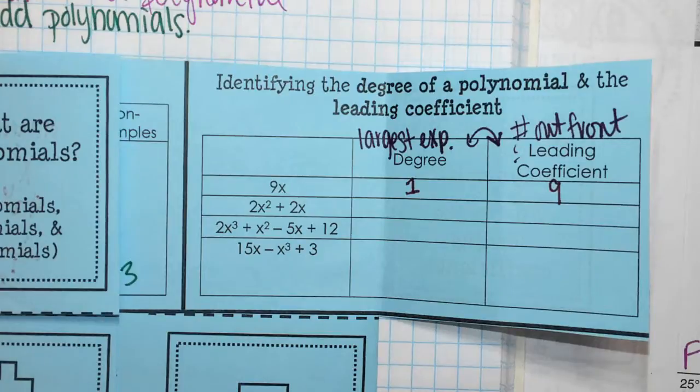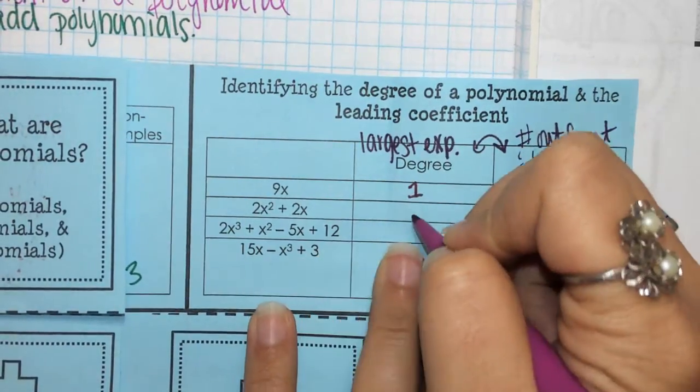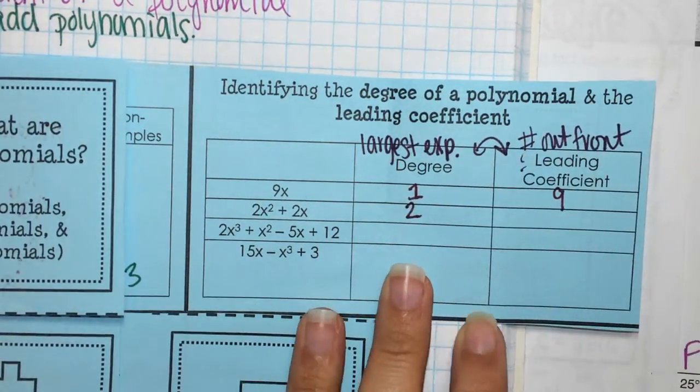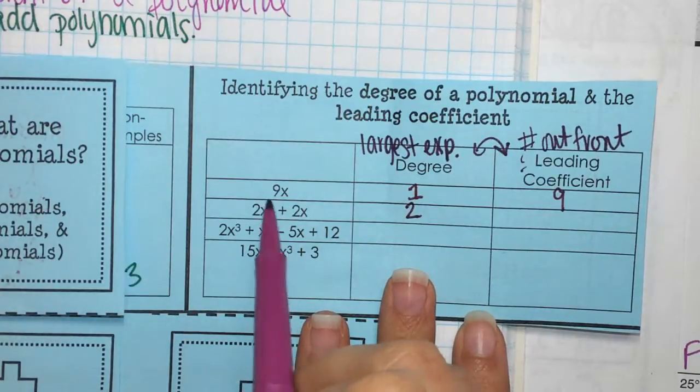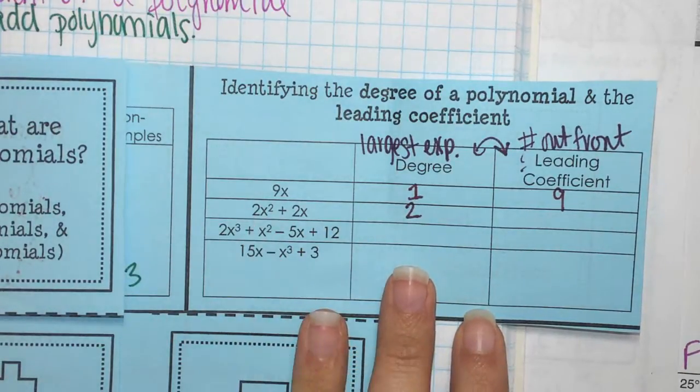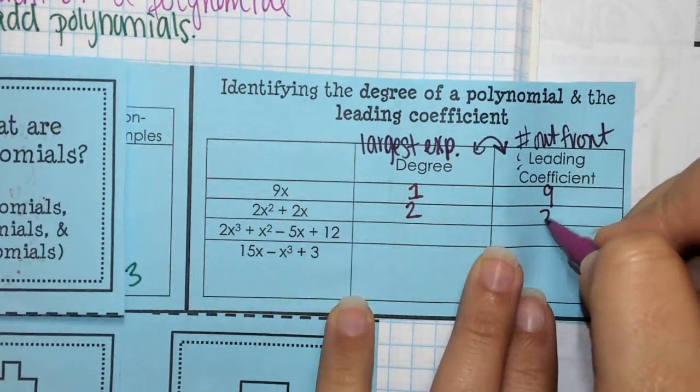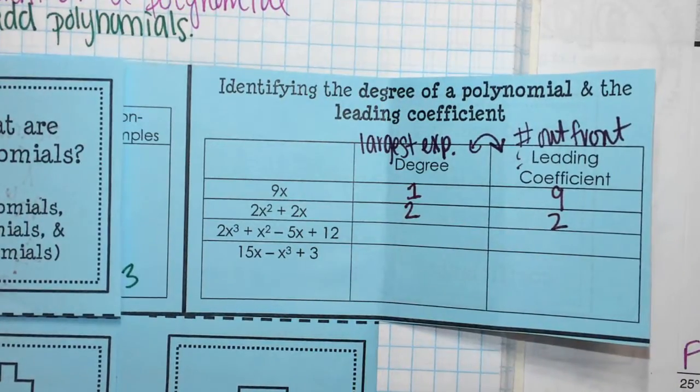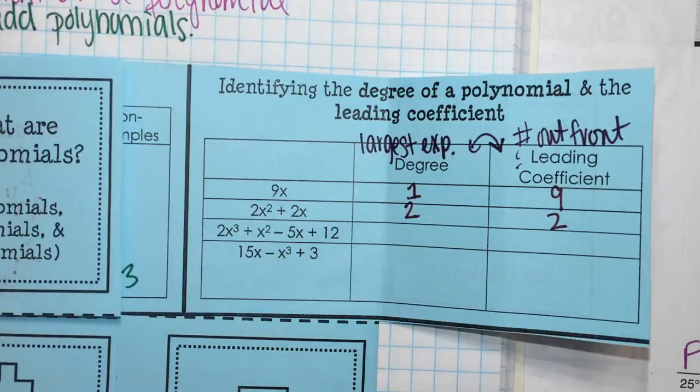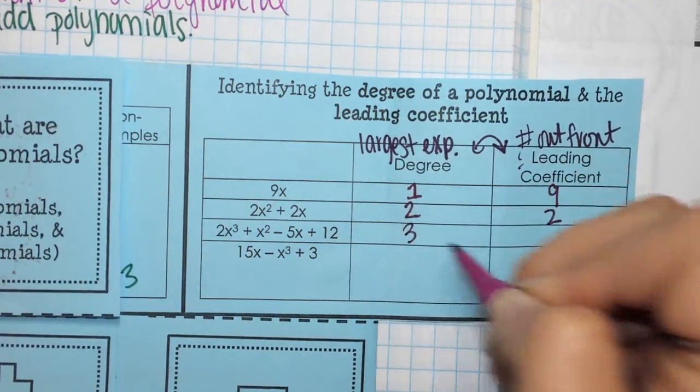What is the largest exponent? 2. So, that's our largest exponent. And what is the number, the coefficient in front of the largest exponent? So, you write that. Now, what about number 3? What's the largest exponent there? And what's the number out front of that?